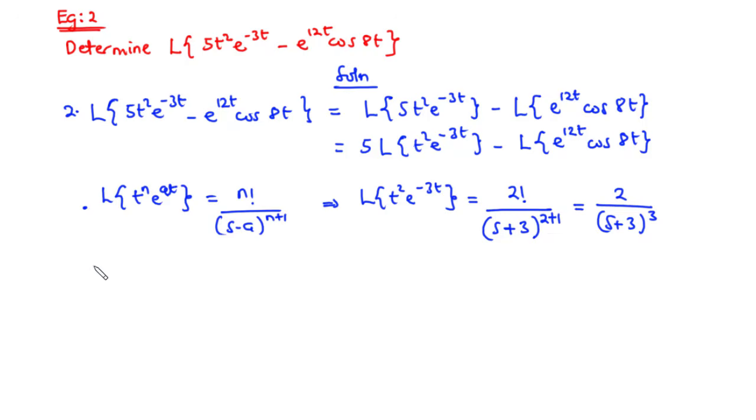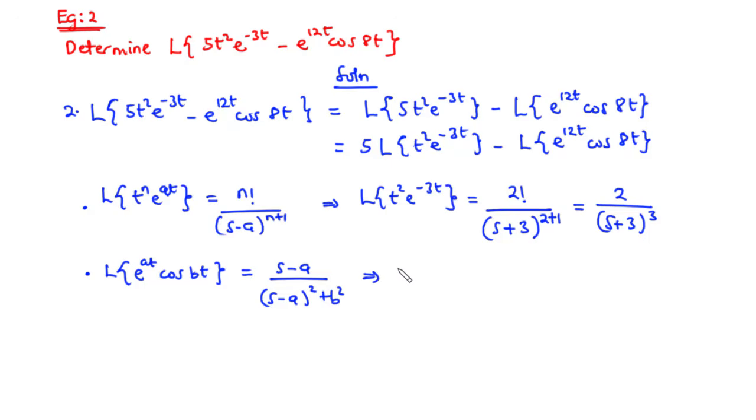Now again, for this transform, this is identical to the Laplace transform of e to the power at cos bt. Now the Laplace transform of such a function is given by s minus a divided by s minus a all square plus b square.